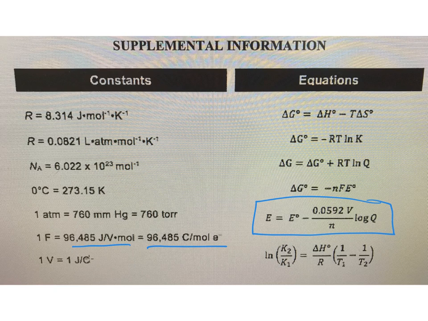Just wanted to check the slide. If our K is 0, Gibbs free energy is 0. If Gibbs free energy is 0, the cell potential has to be 0. Okay? See those relationships? So you should be able to work with those three.